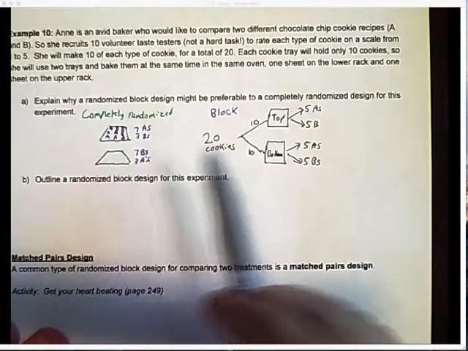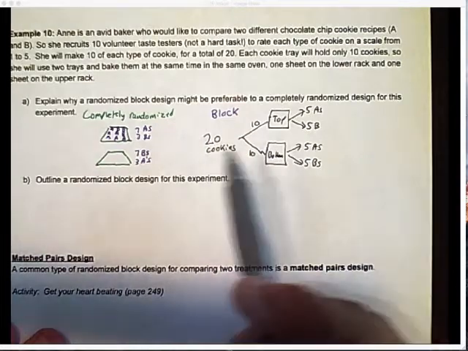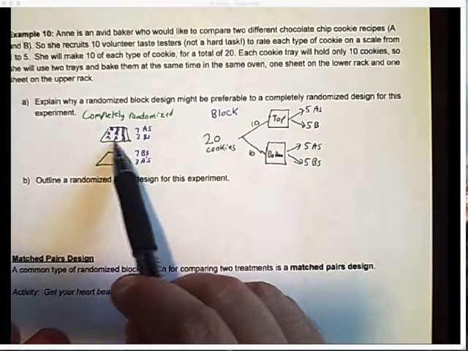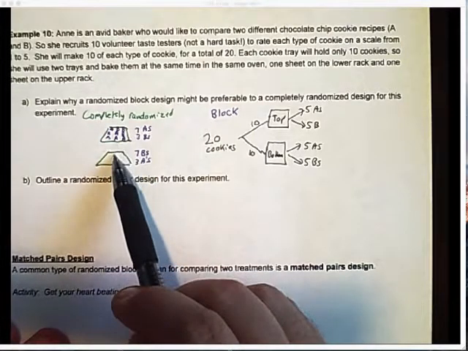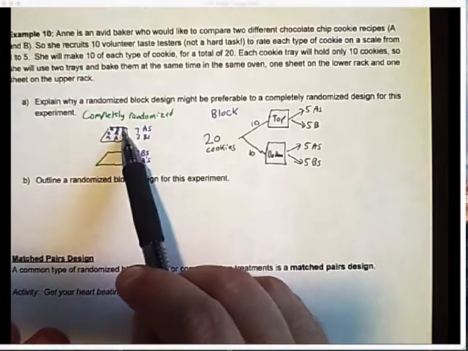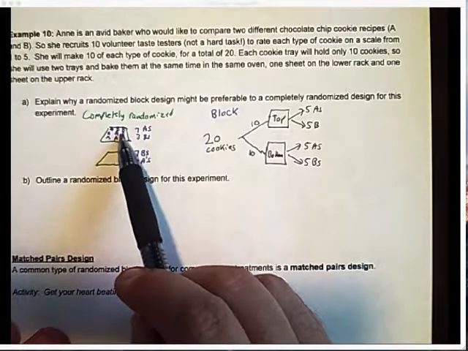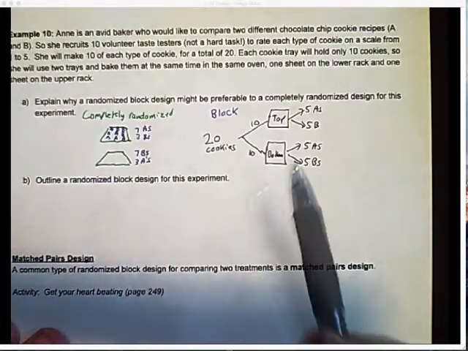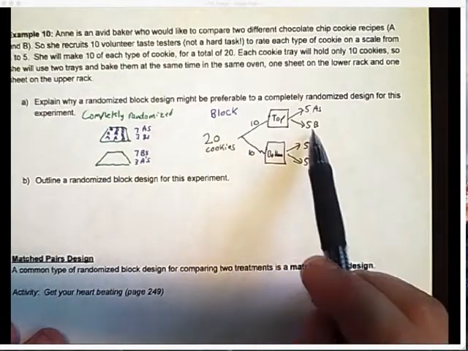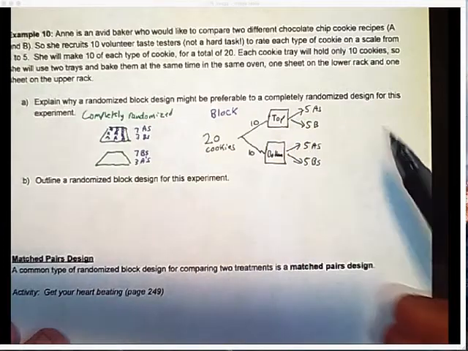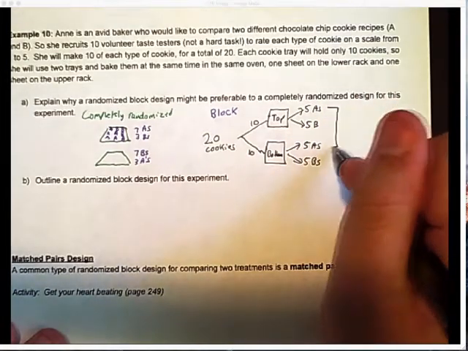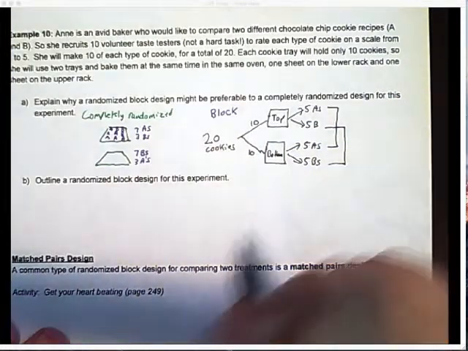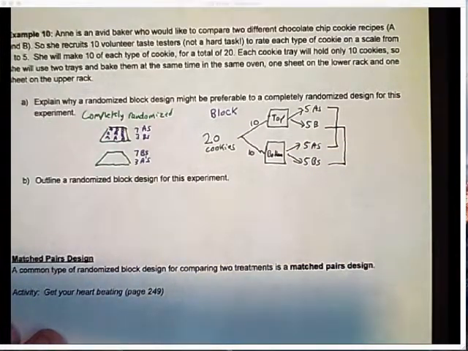That would be a better design, because if the top shelf cooked faster than the bottom shelf, then these might be burnt, or vice versa. So if you had more A's on the top, but they were burnt, people would probably like B more. So your location might affect your results. Well, if you did it this way, you could make a comparison between the A's on the top shelf and the bottom shelf, or a comparison to the bottom shelf of B's.